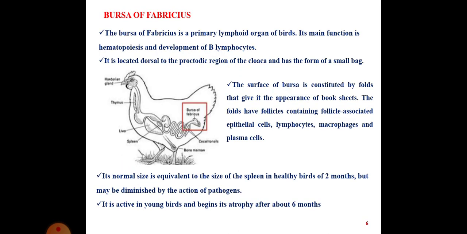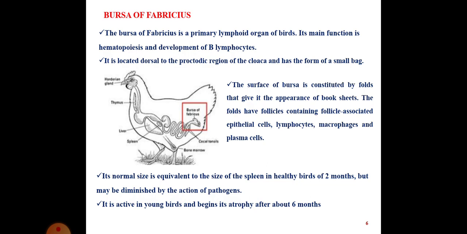And next we see the Bursa of Fabricius. It is the primary lymphoid organ of birds. Its main function is hematopoiesis and the development of B lymphocytes, as in mammals. It is located dorsal to the proctodeal region of the cloaca and has the form of a single bag. The surface of the bursa is constituted by folds that give it an appearance like book sheets. The folds have follicles containing follicle-associated epithelial cells, lymphocytes, macrophages and plasma cells.